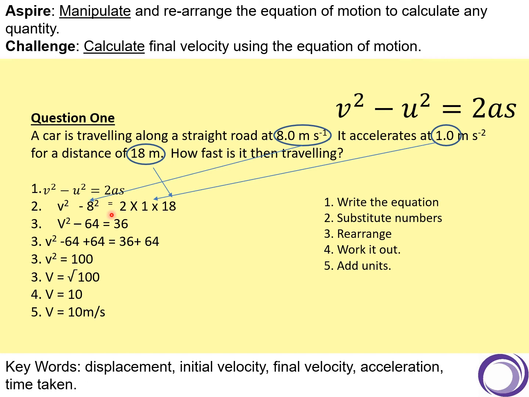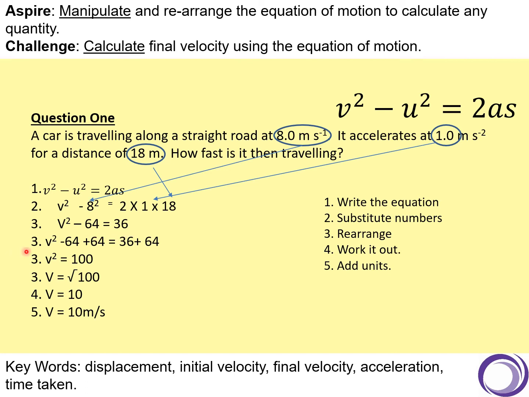Now we put our equal sign in, and then we do 2, and that's straight off the equation, 2as. So we're using that 2 there, times by 1, because 1 is a. The acceleration is 1 meter per second squared. So we're going to put that into our equation. And then s, remember that's the displacement, which is 18. So you put that into there. I would then, because I just like it to be nice and neat, work out all the bits that I need to. So 8 squared is 8 times 8, which is 64. And then 2 times 1 is 2, times by 18 is 36. So there's my substitution, and I've just worked it out to be a bit easier.